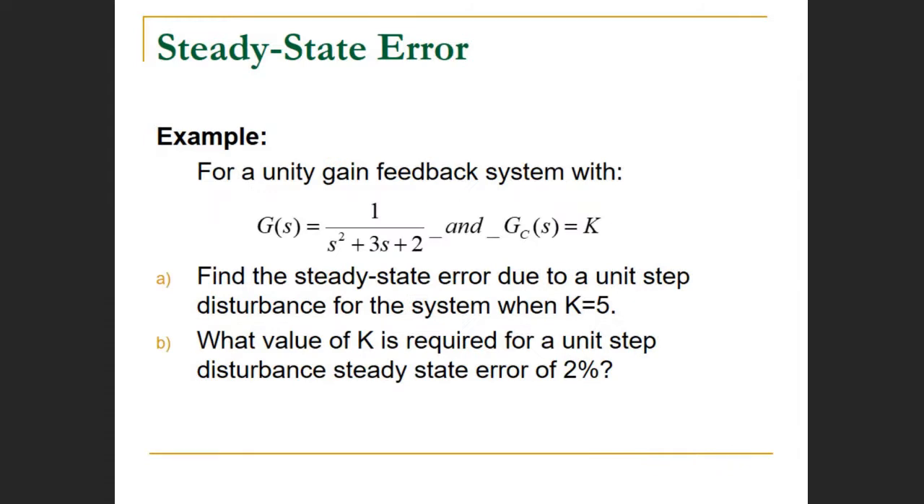So here it is, in fact, the same system if you look at it carefully, but we're separating the plant from the controller. So G of S would be 1 over S squared plus 3S plus 2, and the transfer function for the controller, GC of S, is equal to K. So here we're going to find the steady state error due to a unit step disturbance for the system with K equal to 5, and we're also going to find the value of K that is required for a unit step disturbance steady state error of 2%.